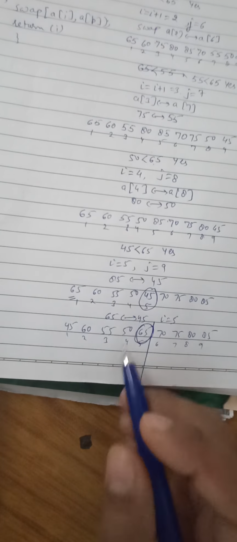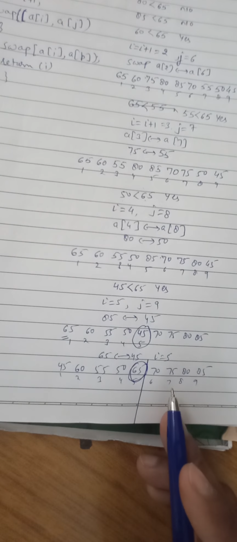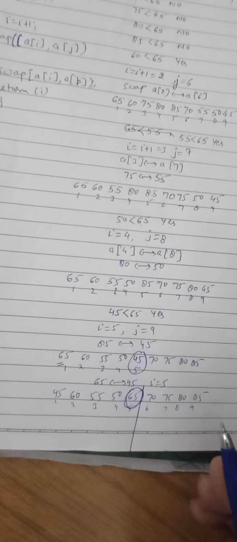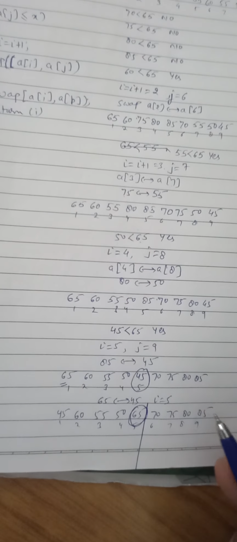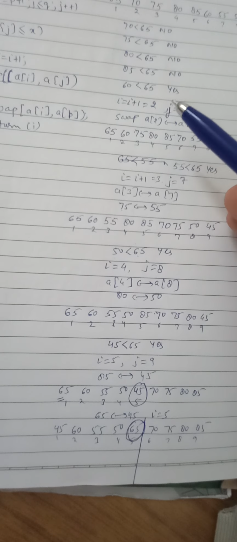We can simply see before 65 all elements are less than 65, and after 65 all elements are more than 65. Still it is not sorted. So how quicksort will work, we will see in the next lecture or next video. So this is all about the partition algorithm of the quicksort.